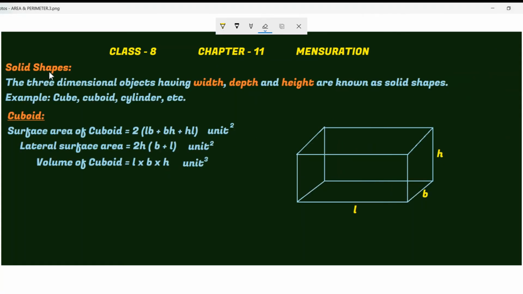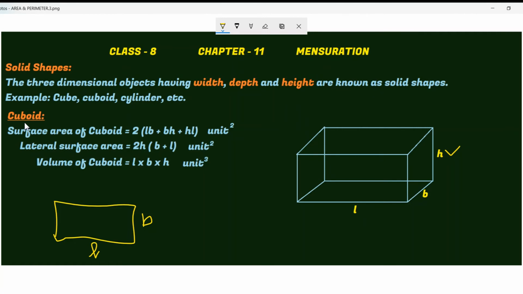Now we are going to learn about solid shapes. In solid shapes there will be three measurements. We know in a two-dimensional figure there will be only two measurements, length and breadth. But in three-dimensional, one more measurement will be there, that is height. So the three-dimensional objects having width, depth and height are known as solid shapes. The examples are cube, cuboid and cylinder. We are going to find out the area and volume of cube, cuboid, cylinder this year.